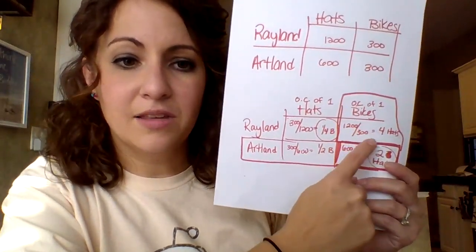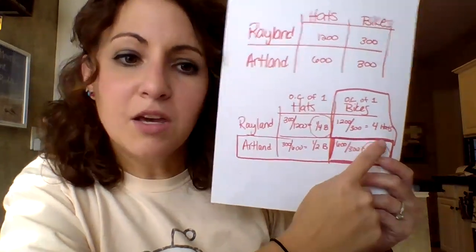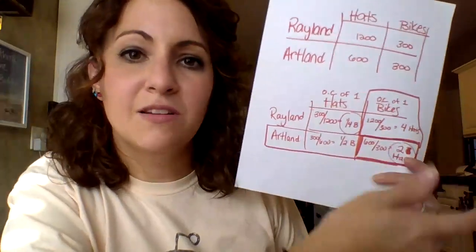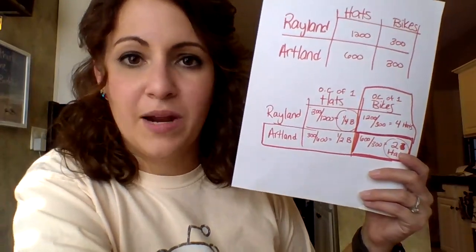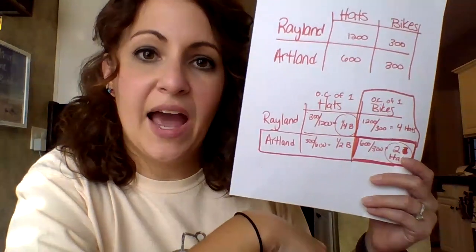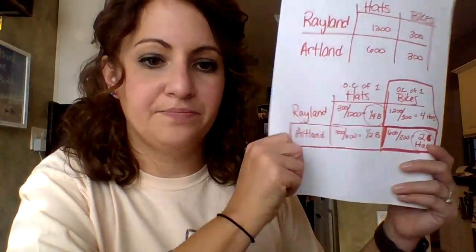Raylan is not going to like this trade agreement because they could have only given up 4 hats of their own. We're looking for a number that's less than 4 hats, and our trade agreement has 5 hats. Well, that's not good. That's more expensive in terms of hats for that extra bike.